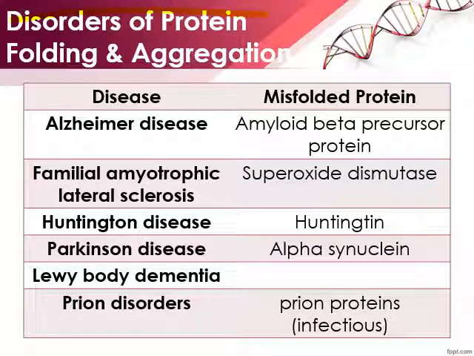So for our last table, we have the disorders, protein folding and aggregation. Alzheimer's disease. Ano yung misfolded protein? We have the amyloid beta precursor protein. We have the familial amyotrophic lateral sclerosis, misfolded protein, the superoxide dismutase. Huntington disease, huntingtin. Parkinson disease, alpha synuclein. The Lewy body dementia, and the prion disorders. We have the prion proteins.